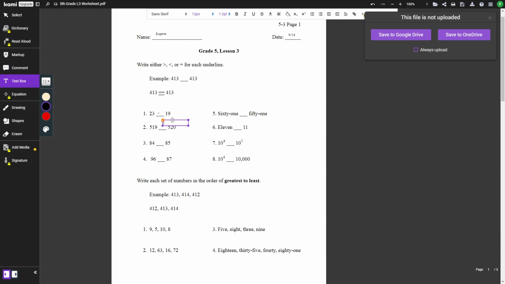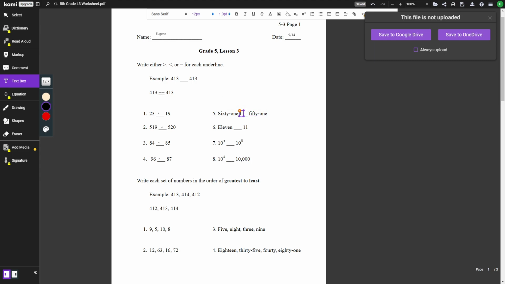Second, we have 519 and 520. We know that 520 is greater than 519, so we make it so that the open end of the symbol faces towards the larger number. Again, 84 and 85. 85 is greater than 84. The open end faces 85. 96, 87. Open end faces 96.